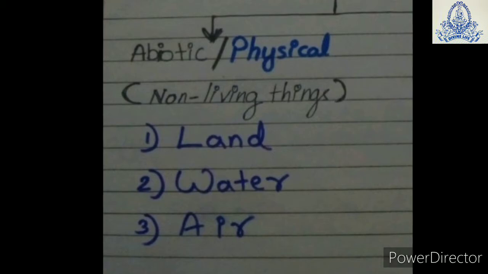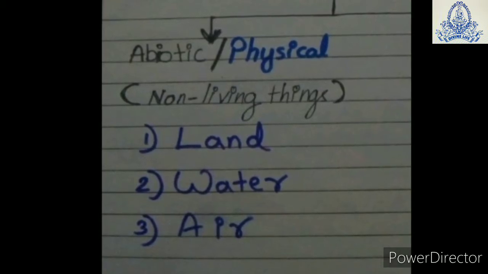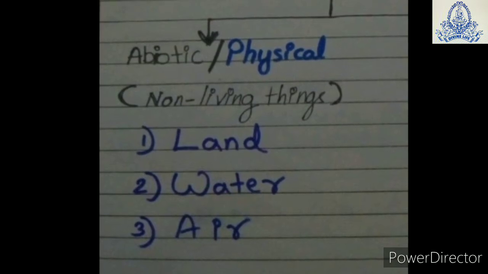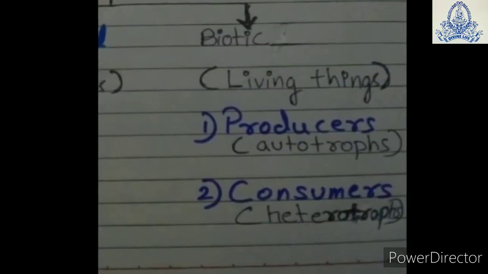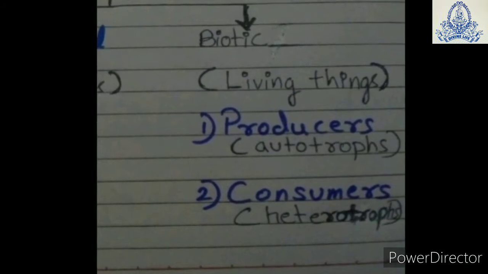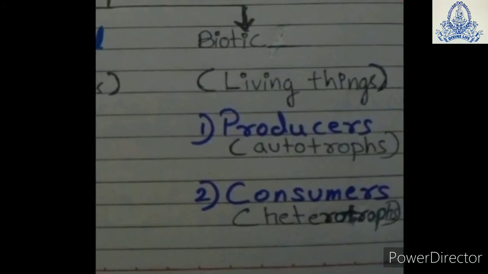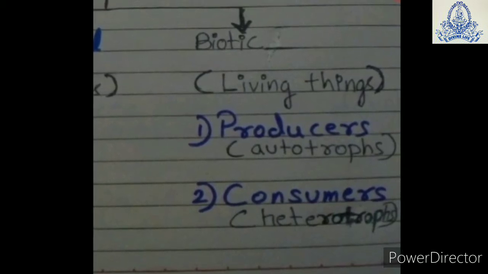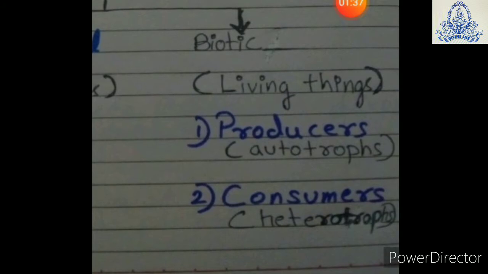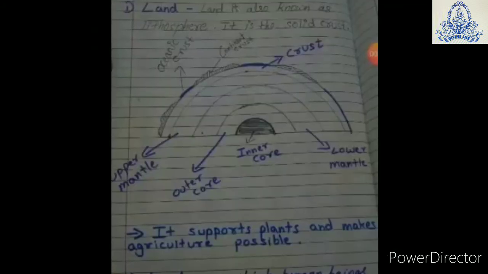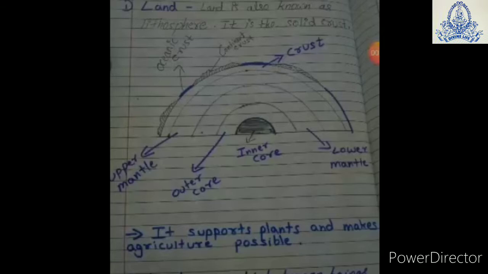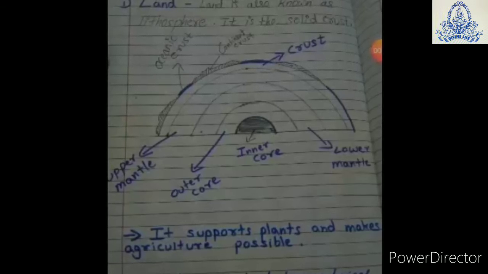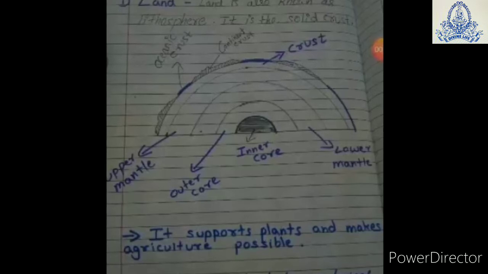Abiotic is also known as the physical component, and in that, non-living things include land, water and air. In the biotic component, living things include producers, also known as autotrophs, and second, consumers, also known as heterotrophs. We already understood the two components of natural environment, one is biotic, another is abiotic. So first of all, we move with the abiotic component, also known as the physical component.